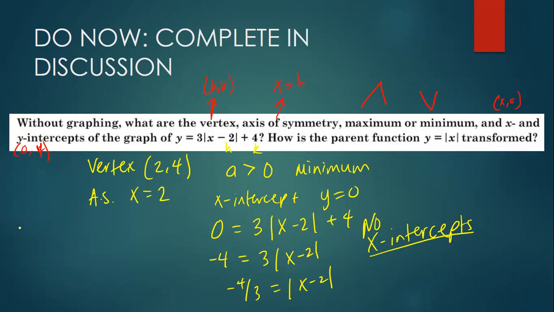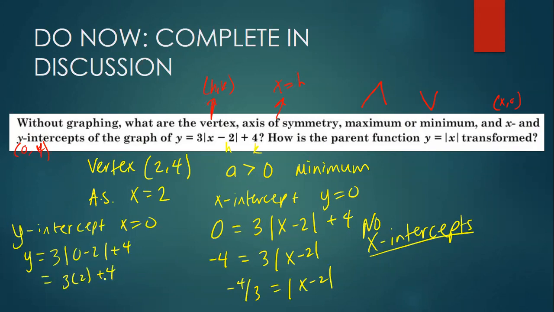Okay, to find your Y-intercept, we let X equal 0. So I'm going to plug in 0 for X, so Y equals 3, absolute value of 0 minus 2 plus 4. That gives me 3 times 2 plus 4, and that gives me 10. So my Y-intercept should have been at 0 comma 10.